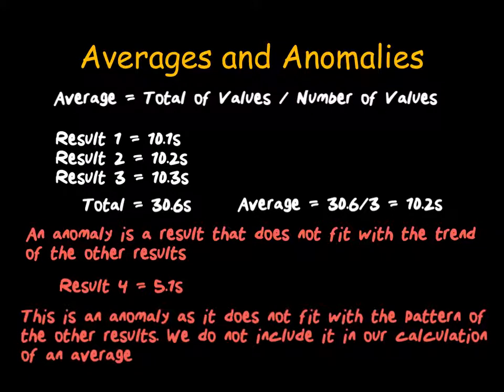What we have calculated here is known as the mean average. In maths, you will have come across the mode and the median averages as well. The median average is the result in the middle of the results. So for example, 10.1, 10.2, 10.3, the median result would be 10.2 as it is in the middle of this range, and the mode average is the result which comes up the most often. For these results, they all come up once. As such, we cannot calculate a mode average.